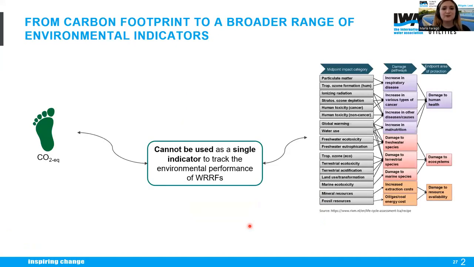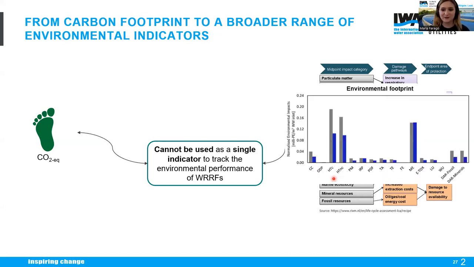What we do with the LCA, and what I've tried to do in this study, is to move from only carbon footprint to a broader range of environmental indicators. As you can see here, this is just an example. LCA can provide a range of around 16 to 18 environmental impact categories. So it's quite a broad environmental footprint we are looking at.